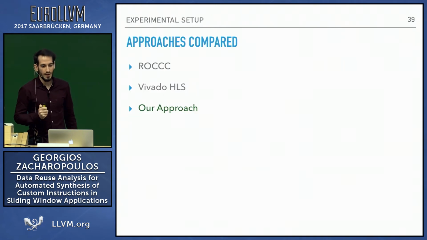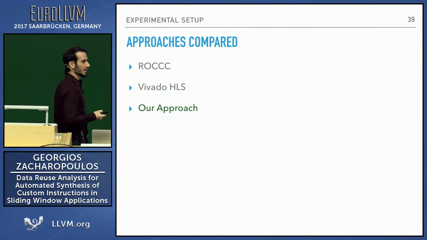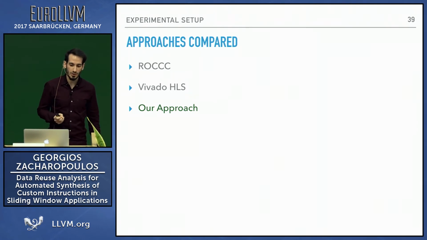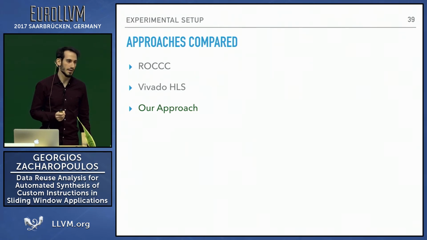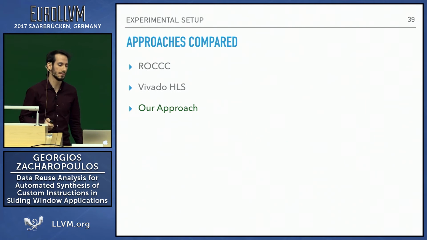All right, let's see now the experimental setup for that. So what are we comparing to? This was our approach. What is out there? What is the state of the art? So we're comparing against Rocc and Vivado HLS, 2 widely used commercial tools for high-level synthesis.